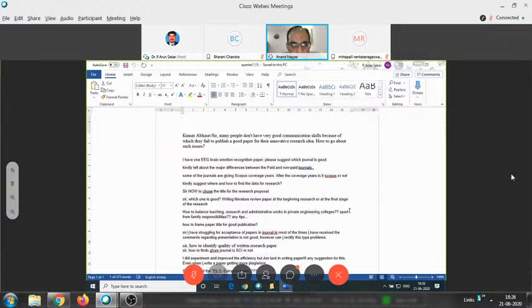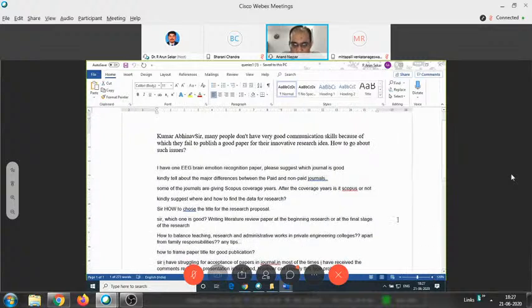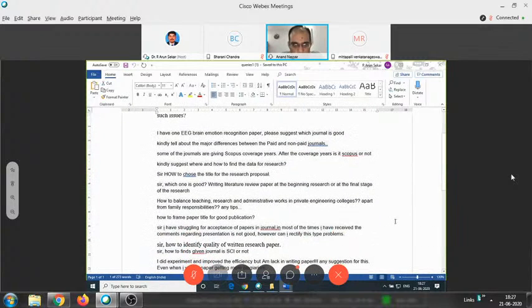Some of the journals are giving Scopus coverage. After the coverage, you should check whether it is Scopus or not. Every year, ladies and gentlemen, the Scopus list comes out; five days back, the Scopus list came. The Scopus list is only one year back. You can see that the year is only 2019, so 2020 will come in 2021. Every year they publish the list, and even the list is on Scopus.com, of those journals which are now not included in the Scopus database. So you have to find that. So kindly suggest how to find the data for research. I will be showing you some websites now. How to choose the title of a research proposal will be in the next presentation, so wait for that.